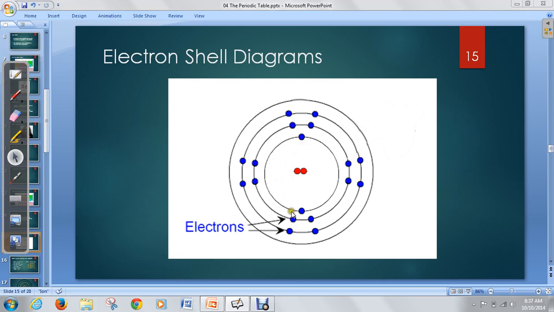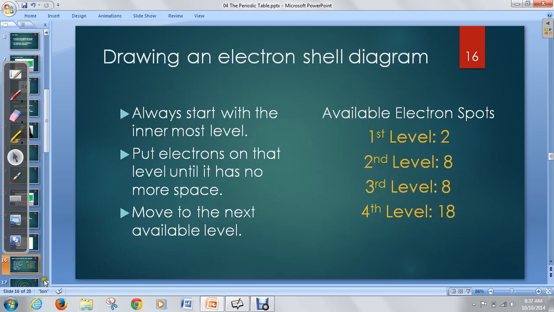And it turns out that only a certain number of electrons can fit in each one of these levels. So the electron shell diagram helps us visualize this. This is how you would draw an electron shell diagram. You always start with the innermost level, and you put electrons on that level until it has no more space, and then you move to the next available level, and you put electrons until that has no more space, and then you move to the next available level.